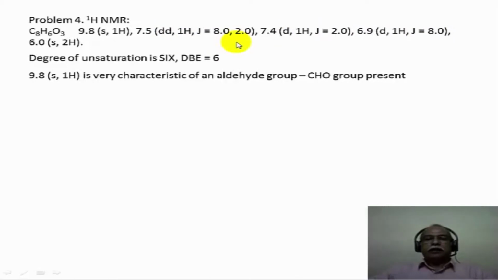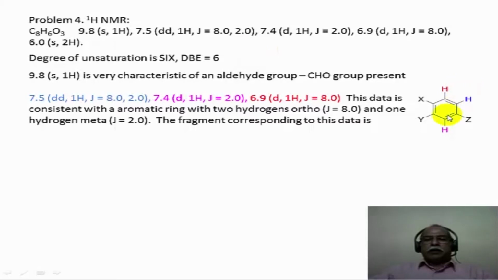One can also figure out the substitution pattern from the coupling constant. This is an ortho coupling. There must be two hydrogens adjacent to each other in this aromatic skeleton. That corresponds to the ortho coupling, and 2 Hertz corresponds to a meta coupling. So there should be 2 hydrogens which are ortho to each other and 1 hydrogen meta to the other 2 hydrogens. So this structural unit essentially satisfies the spectral data in the aromatic region.